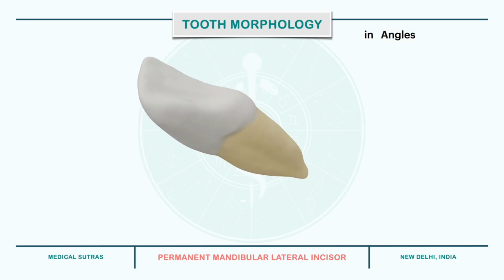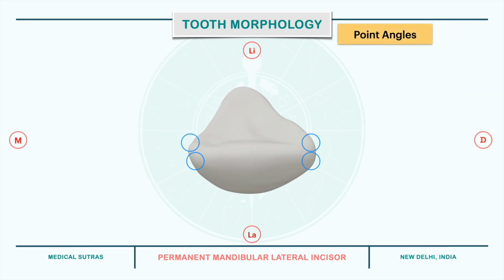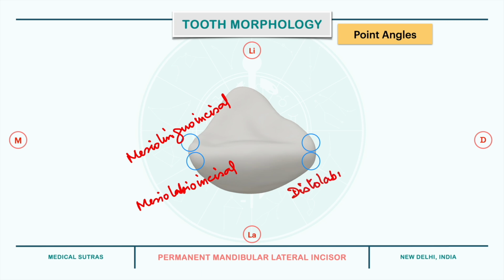There are 4 point angles. These include mesiolabioincisal between the mesial, labial and incisal surface, mesiolinguoincisal formed by the mesial, lingual and incisal surface, distolabioincisal formed by the distal, labial and incisal surface, and distolinguoincisal formed by the distal, lingual and incisal surface.